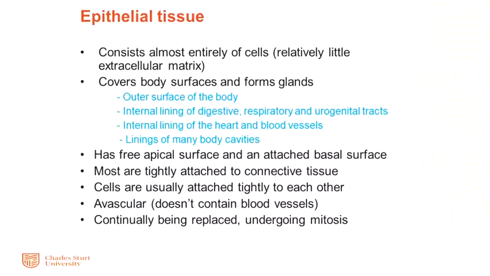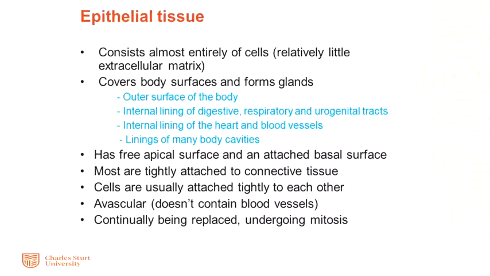So it forms the outer surface of the body. So the upper layer of our skin is this epithelial tissue. It also forms the internal linings of digestive, respiratory and urogenital tracts. It also forms the internal lining of the heart and blood vessels, and it also lines many of our body cavities.